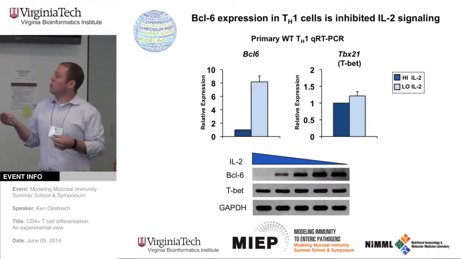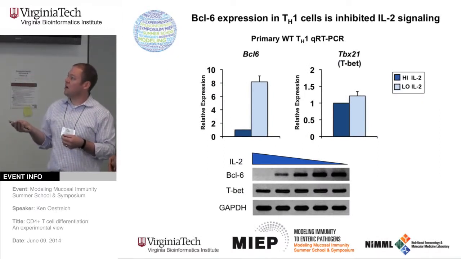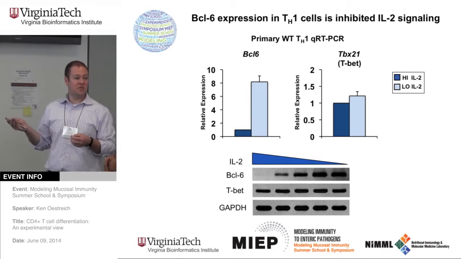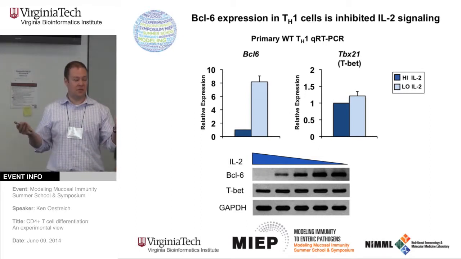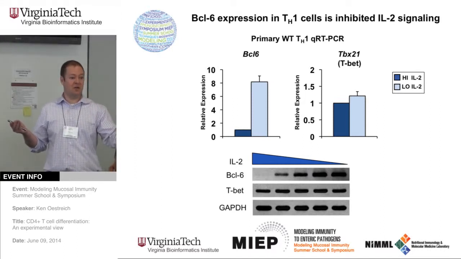And what you can see is when we place these Th1 cells in low IL-2 environments, both at the transcript level and at the protein level, we had a stark increase in BCL6 expression. So indeed, it did seem that Th1 cells, or the BCL6 locus in Th1 cells, remained responsive to a lack of IL-2 signaling.